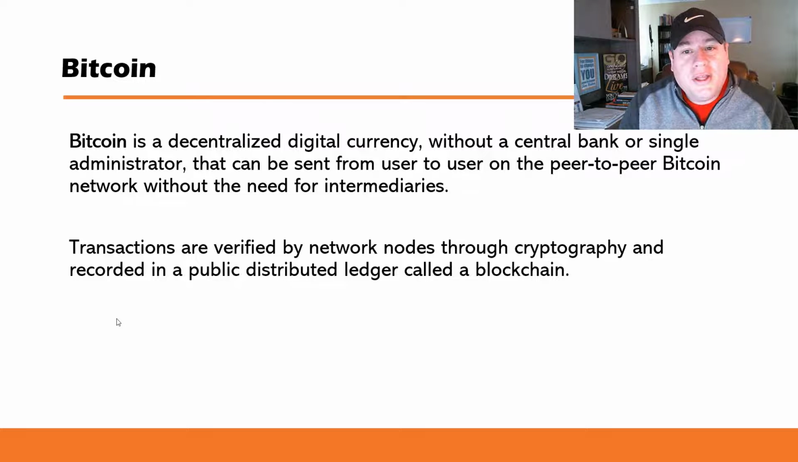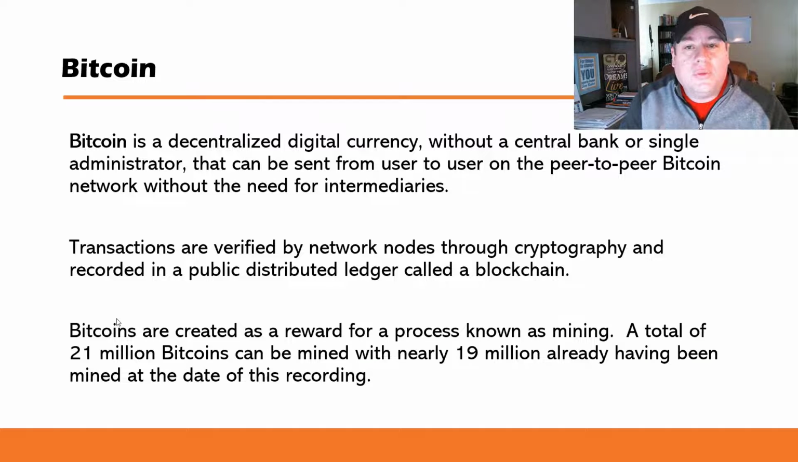Transactions are verified by network nodes through cryptography and recorded in a public distributed ledger called a blockchain. So Bitcoins are actually created as a reward for a process called mining. I don't fully understand mining. I have no idea how to do it or what it is, but that's what it's called. It's called mining. And a total of 21 million Bitcoins can only be mined in the world. There's a cap on how many Bitcoins can be mined, and that limit is set to 21 million.